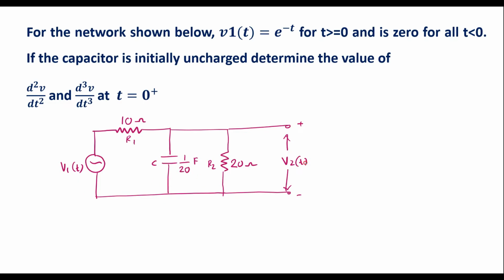We are supposed to find v2 of t, its first derivative and its third derivative at t equal to 0 plus. It is said that the capacitor is initially uncharged. It means at t equal to 0 minus, Vc of 0 minus, that is the charge in the capacitor, is 0, and we know that the capacitor voltage immediately after closing the switch will be the same as before closing the switch. That is, Vc of 0 plus is the same as Vc of 0 minus. Now we'll try to find d square v by dt square and its third derivative.